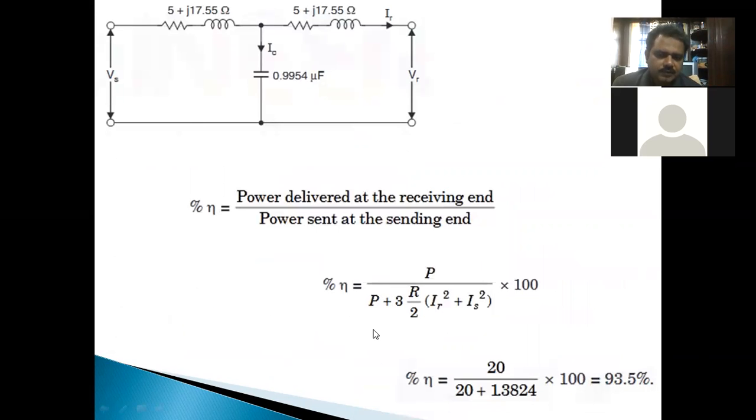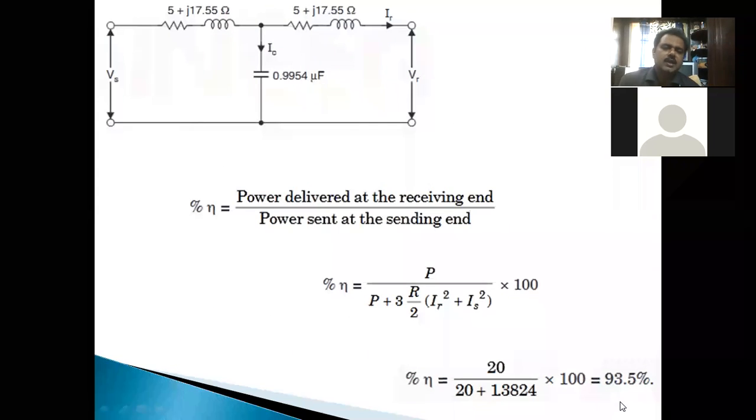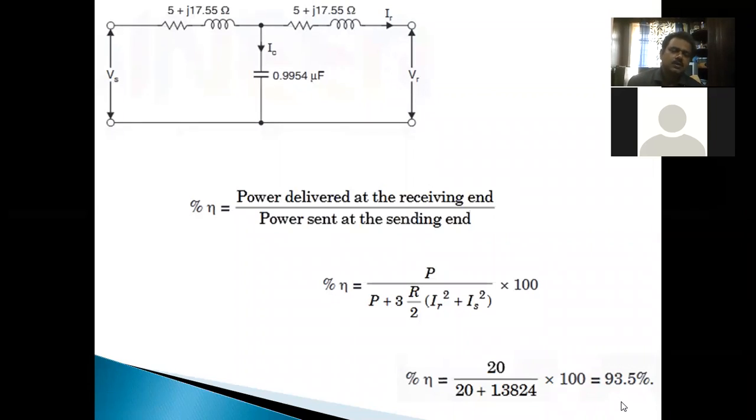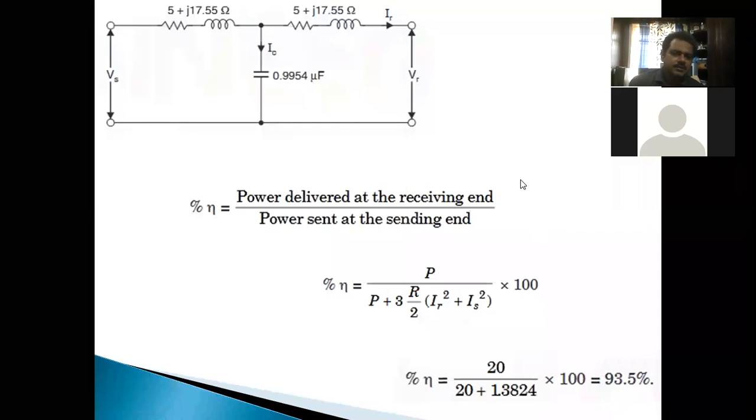Similarly, efficiency also we have calculated. It is 93.5% efficiency.